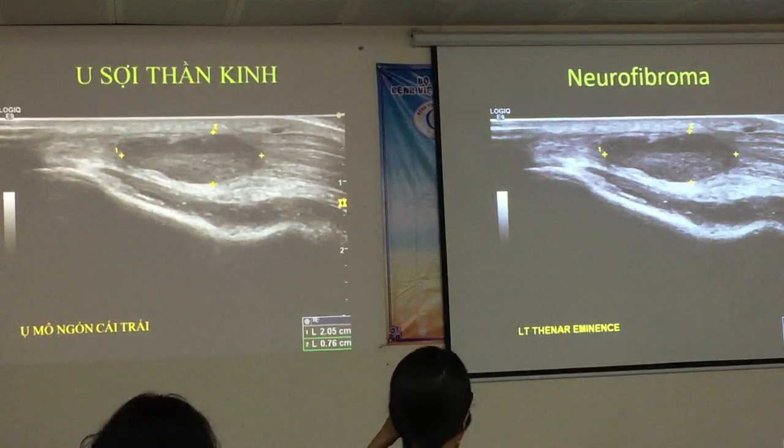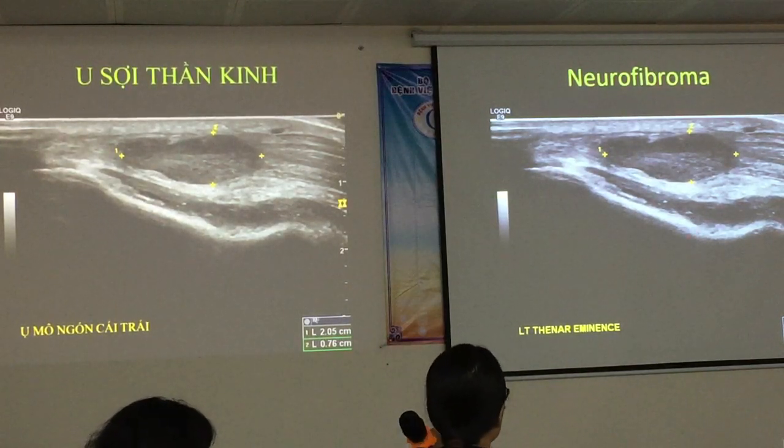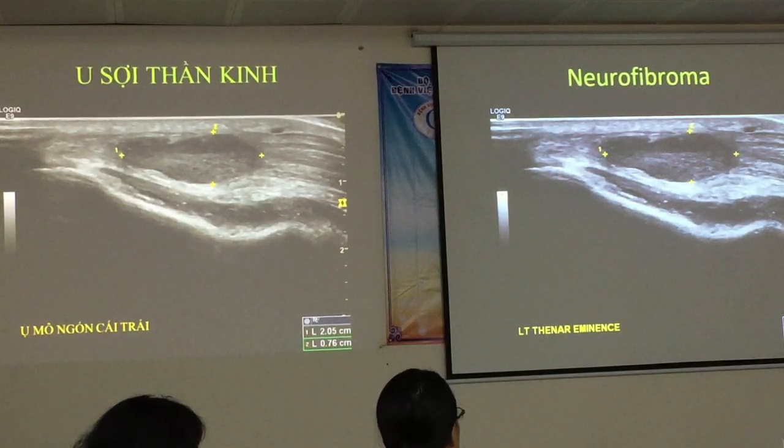So the differential was, is this a melanoma met, or is there something else going on?